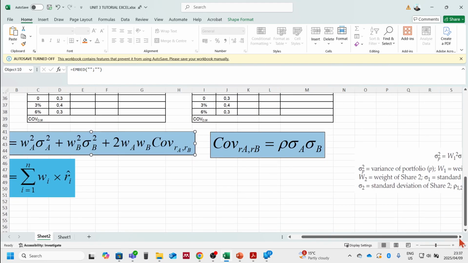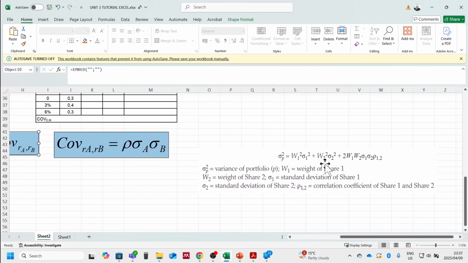This is the portfolio theory formula that you can also use to calculate the variance. The variance of the portfolio is the weight of asset 1 multiplied by the standard deviation of share 1 squared. When you see this, you can say standard deviation squared, or you can just say this represents the variance.